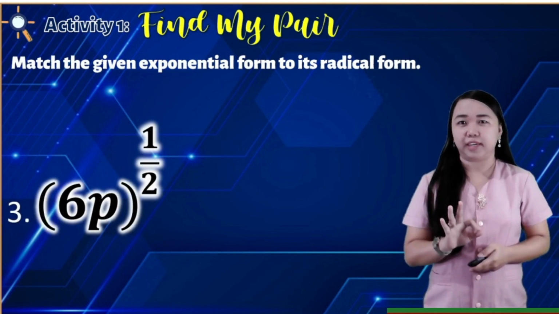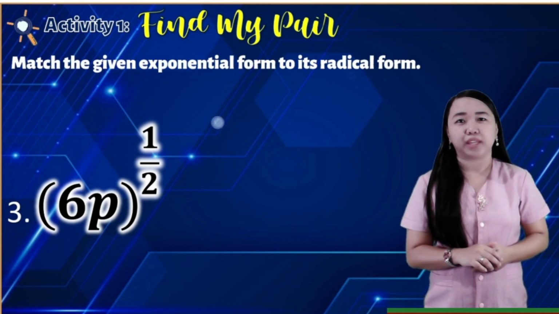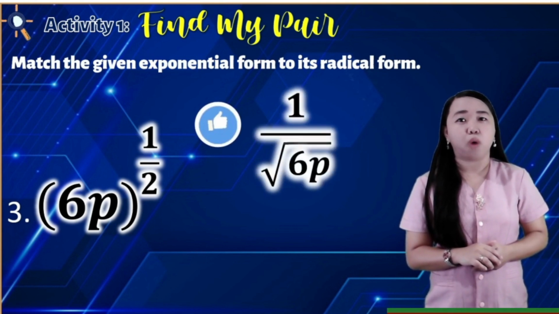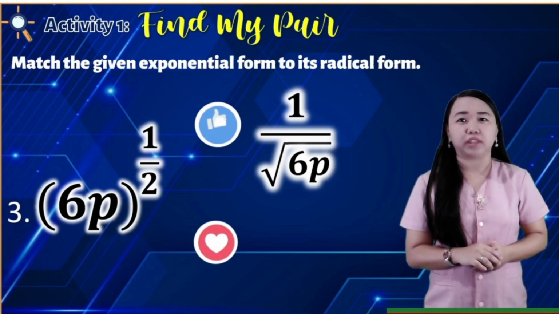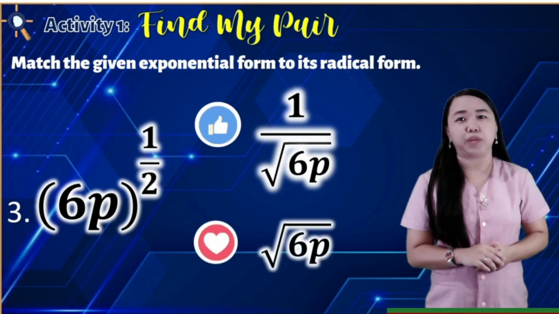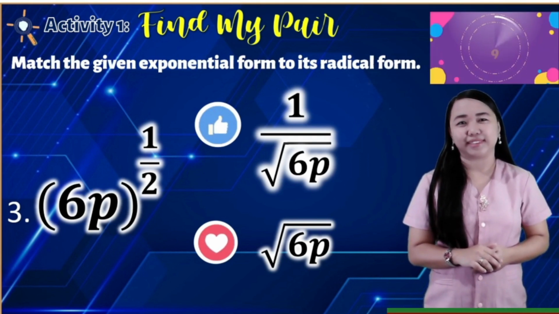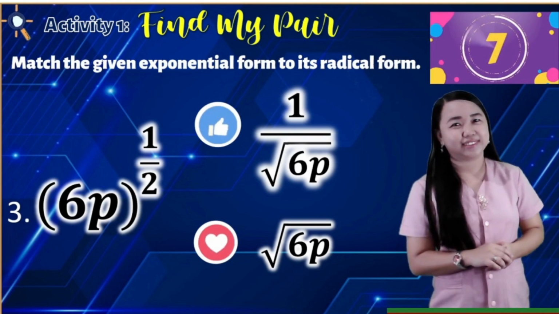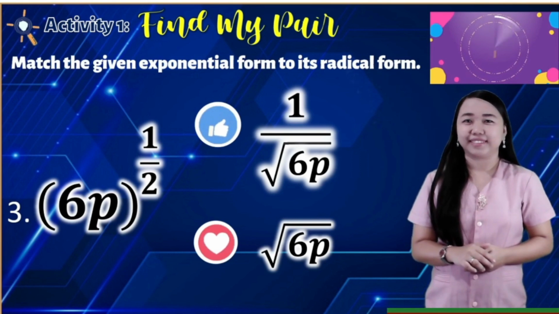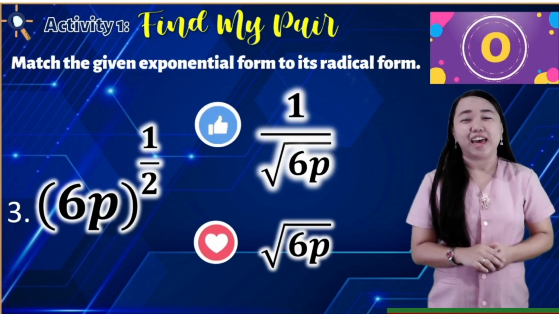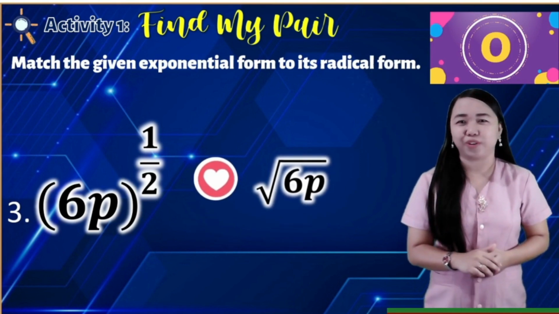Item number 3. The quantity 6p raised to 1/2. Like react if it is 1 over square root of 6p, and heart react if it is square root of 6p. You have 10 seconds to answer. Go! The correct answer is heart react. You are doing great, students.